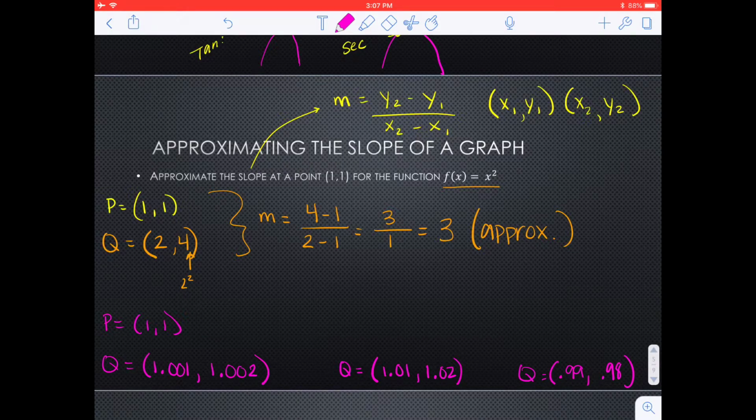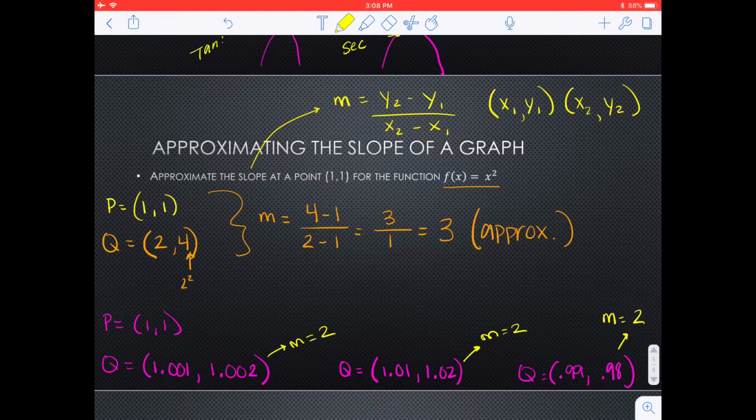That way I'm getting a better idea of what's happening as I get closer and closer to the actual value of number 1. And so now I'm going to plug into my slope formula. I'm going to have to do it 3 different times using each individual Q and then the P value. And when I solve and find my slope from this Q, I end up getting that m is equal to 2. From this Q, I end up getting that m is equal to 2. And from this Q, I get that m is equal to 2.